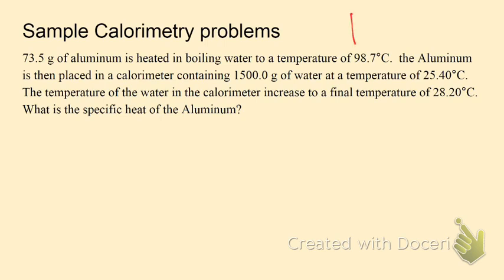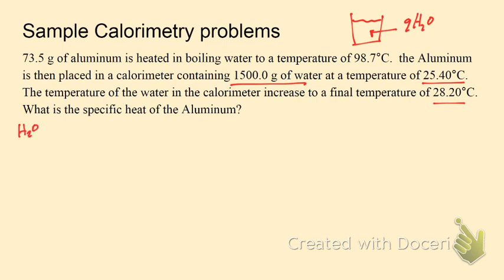So we're going to break this down into two things. You can figure out the heat of the water first. Okay, so the heat of the water we can figure out because we have all the information. So let's do that first. We have 1,500 grams of water at a temperature of 25.4, and then it increases to this, right? The specific heat of water is a number that you could remember. So we're going to figure out the water first.